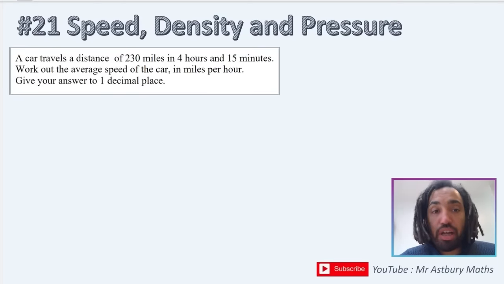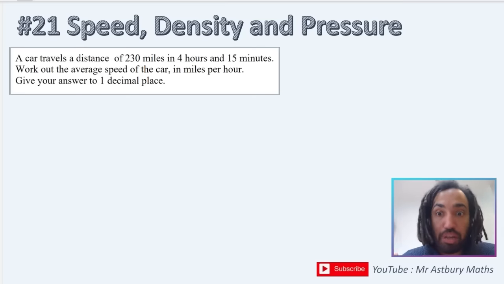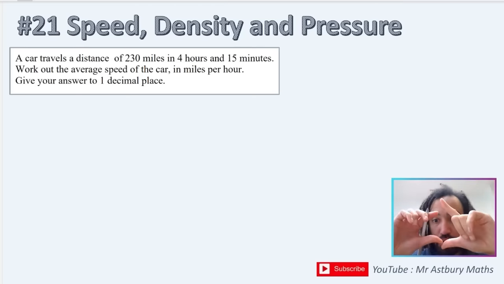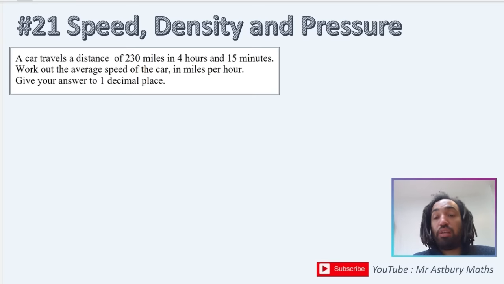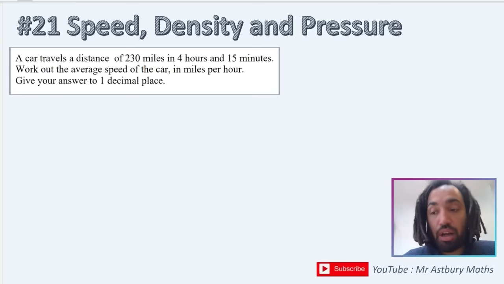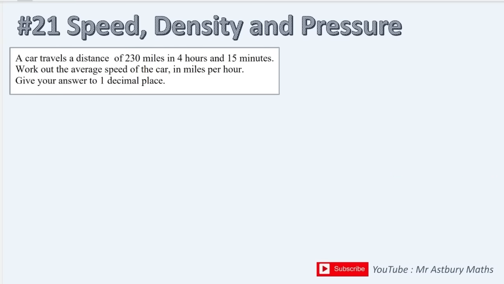Okay, we have number 21, speed, density and pressure. For these topics, I recommend triangles. Really important and really useful. I'll show you what I mean in these examples.